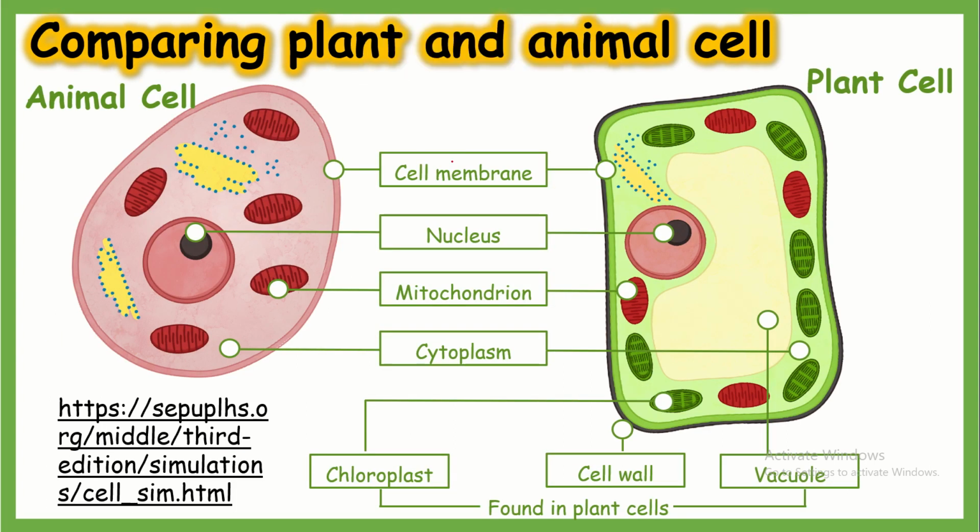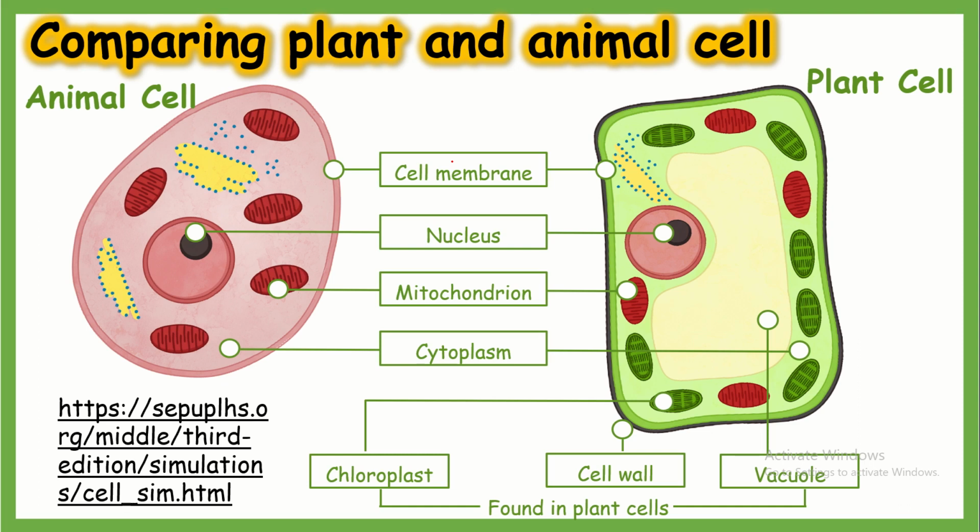In this slide you can see some of the common features between the animal cell and plant cell and some of the differences. Now the common features include the cell membrane. Both of the cells, animal cell and the plant cell, have the cell membrane. The second is the nucleus. Both of the cells have the nucleus. The third one is the mitochondria. In both of the cells, animal cells and plant cells, mitochondria is present. And the fourth one is the cytoplasm. Both the cells contain the cytoplasm.